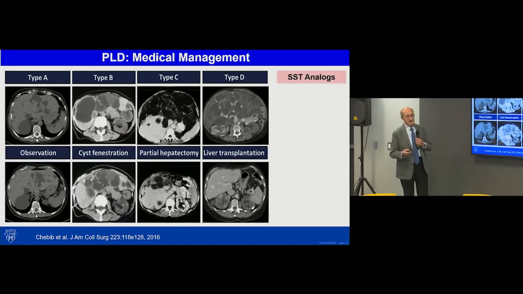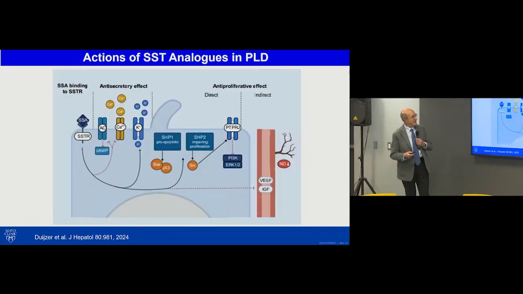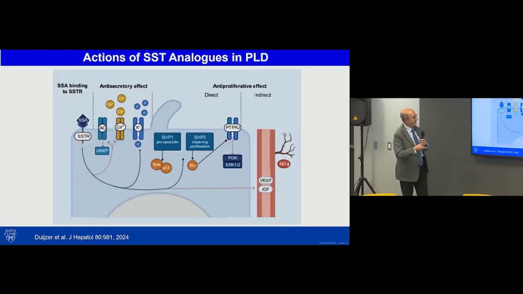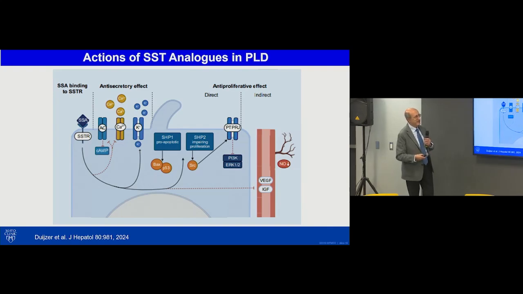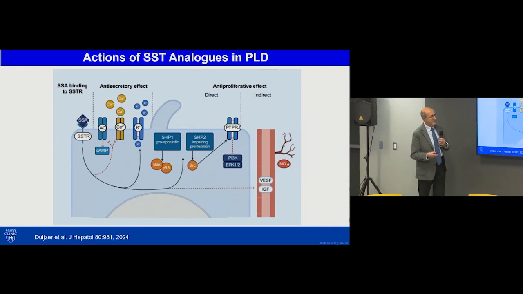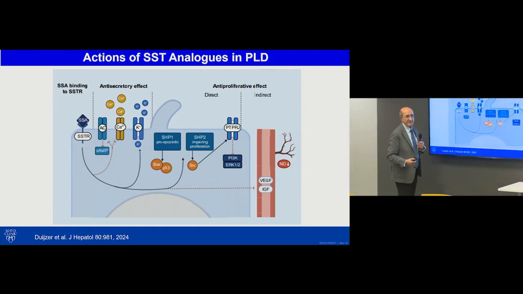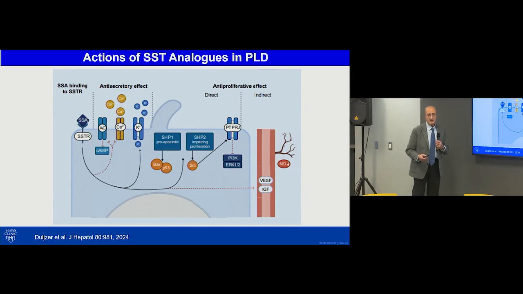Now, in terms of medical treatment, the only thing that we have available are somatostatin analogs. The somatostatin analogs work by acting on the G protein-coupled receptor, which is an inhibitory receptor, reducing cyclic AMP, and through reducing cyclic AMP and protein kinase activity, reducing cell proliferation and fluid secretion. And also, very important, somatostatin analogs reduce the production of IGF-1, and IGF-1 probably is very important in the pathogenesis of polycystic liver disease.